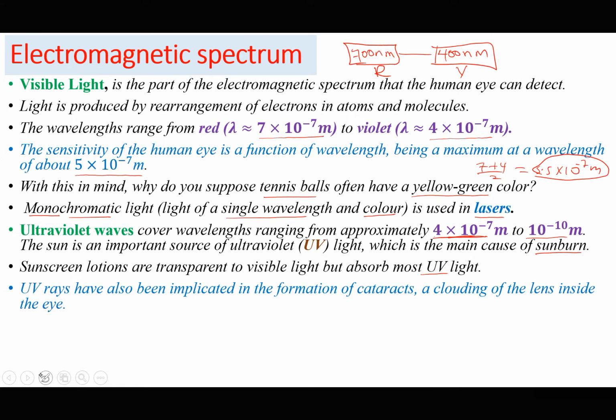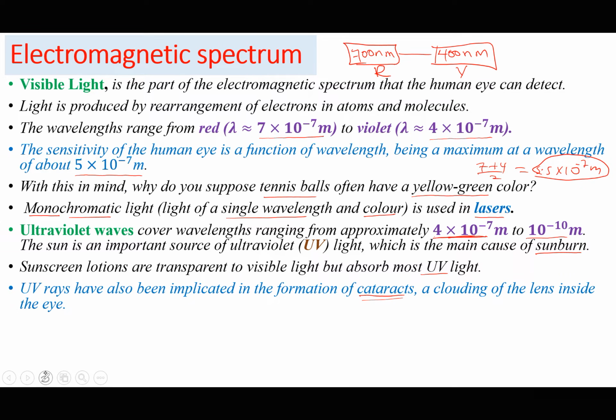UV rays have also been implicated in the formation of eye diseases such as cataracts, a clouding of the lens inside the eye. This is an eye condition which could be as a result of the destruction of the eye lens due to exposure of your eyes to UV light. That's why many times during summer it would be better you put on sunglasses when you're going out in the sun.